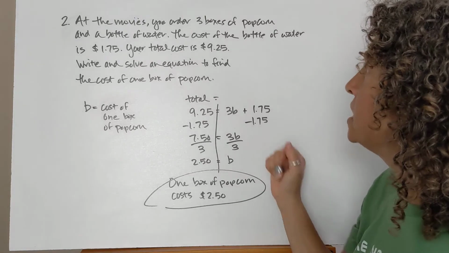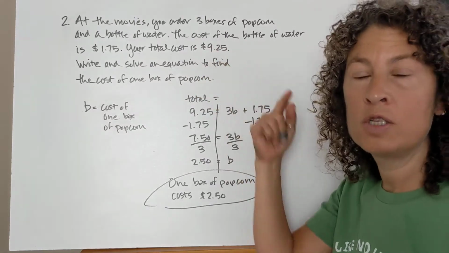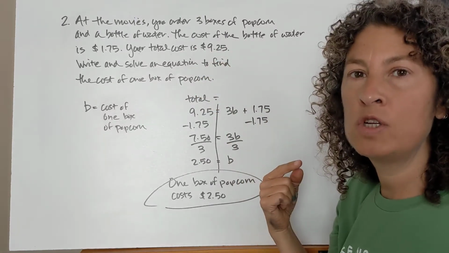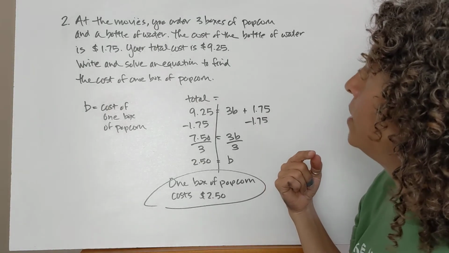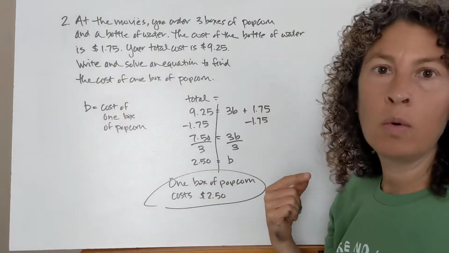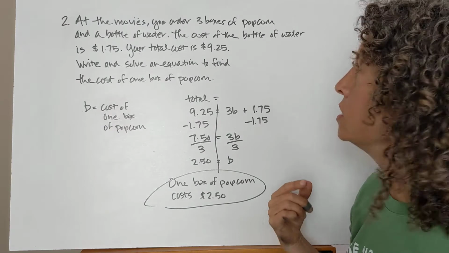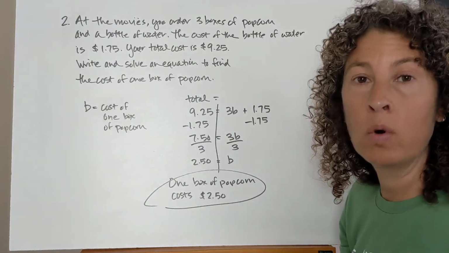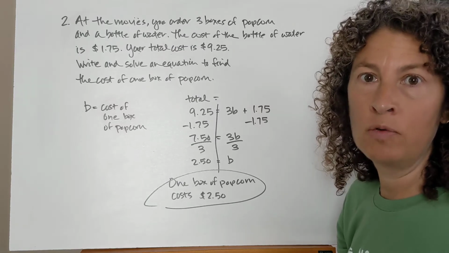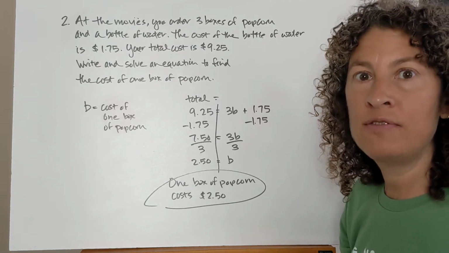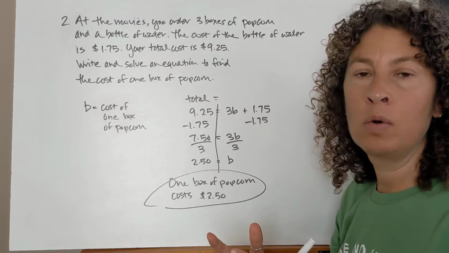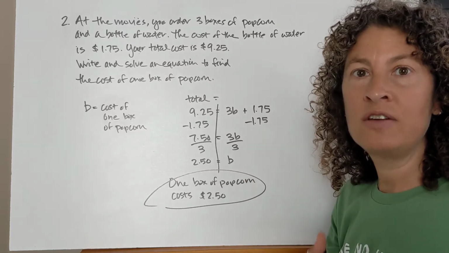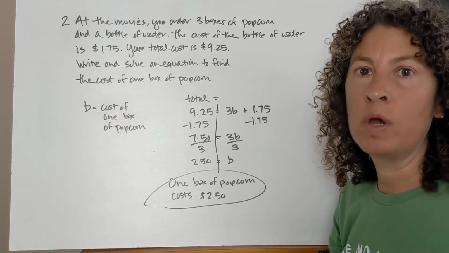So a couple of things here. I noticed that we do have a total cost, so I'm already thinking about what that equation is going to look like. The first thing we really want to do here is figure out what our variable is going to stand for. So since they're asking us to solve for the cost of 1 box of popcorn, that's what I'm going to have my variable represent. I'm going to define my variable by saying this is the letter I'm going to use. This is what it's going to stand for in this particular equation.